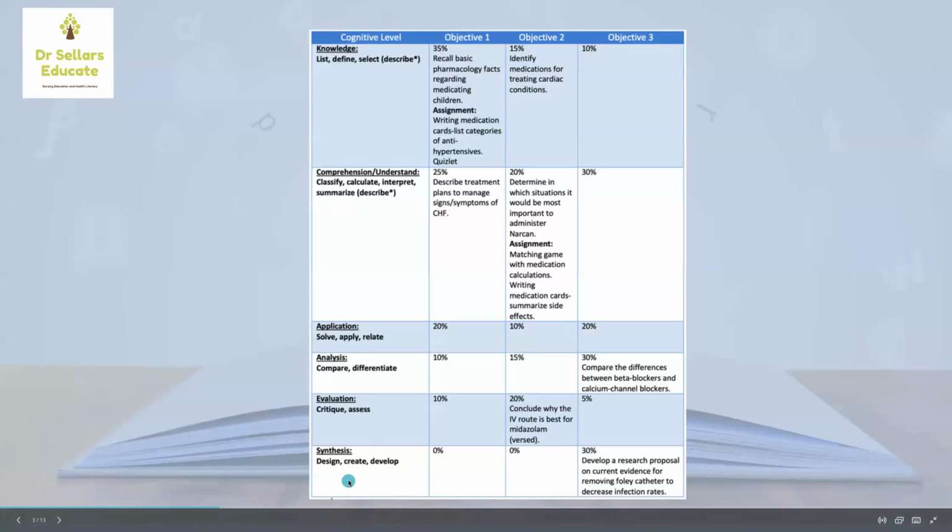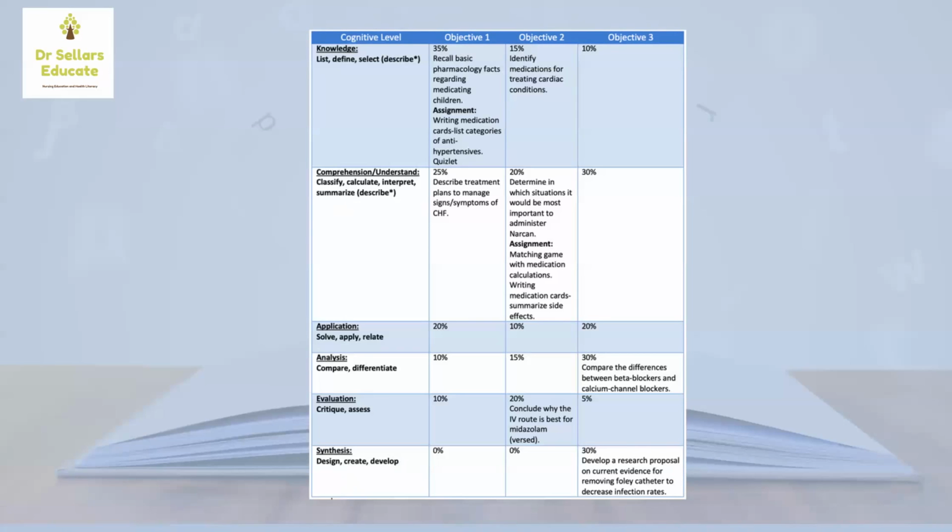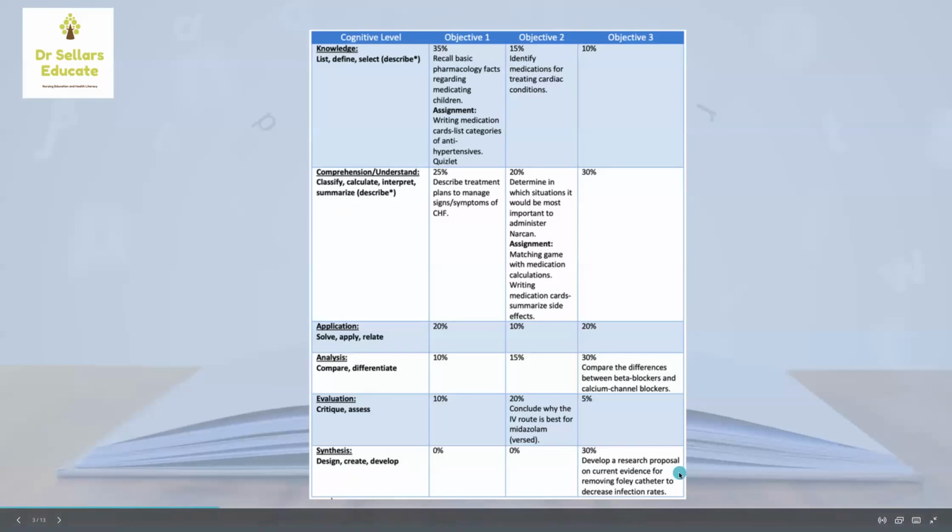And then synthesis, that's the highest level of learning. Verbs such as design, create, and develop may show up in the learning objectives or an assignment related to that level. And one example would be develop a research proposal on current evidence for removing Foley catheter to decrease infection rates. So a couple of takeaways I want you to process from this exam blueprint.